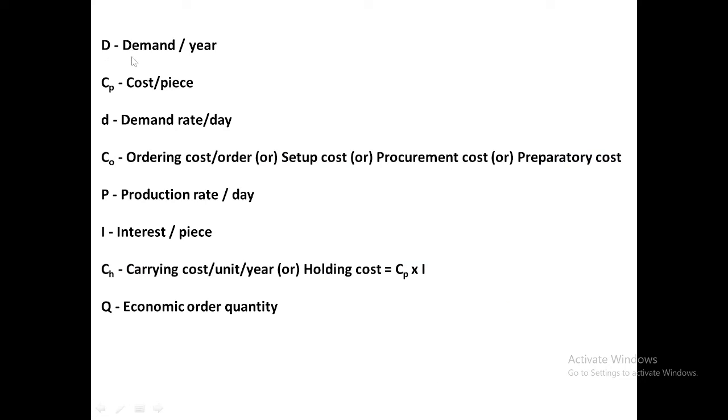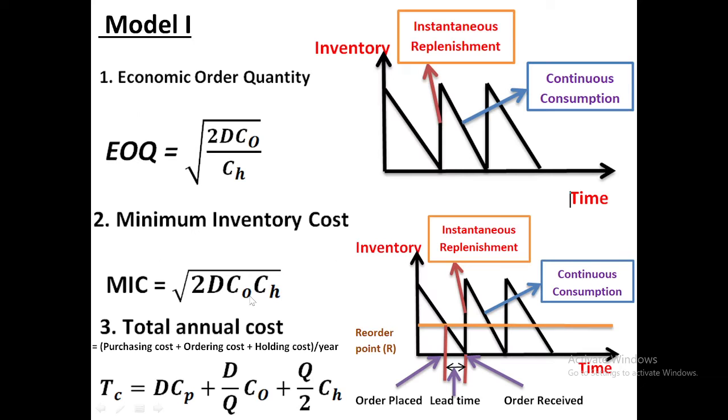So in this unit, various terms: D is the demand per year, CP is the cost per piece, d is the demand rate per day, CO is the ordering cost, setup cost, procurement cost or preparatory cost, P is the production rate per day. I is the interest per piece, CH is the carrying cost per unit per year, holding cost, CH equal to CP into I. Q equal to economic order quantity. These are the various terms. First one is model 1.